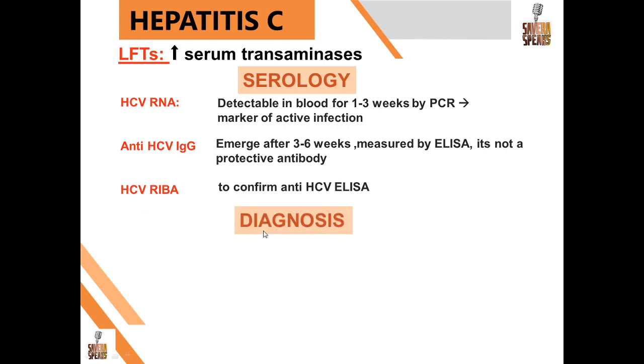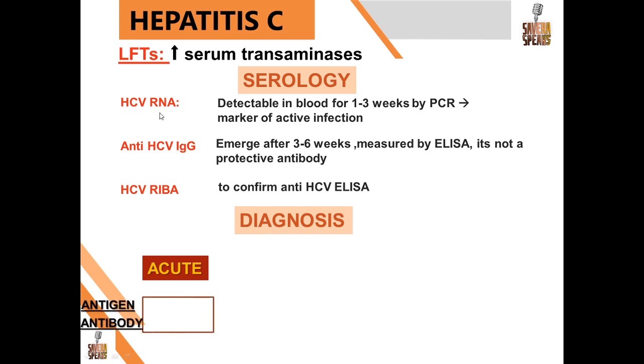So for diagnosis in acute stage, the antigen, this HCV RNA will be positive and this anti-HCV may or may not be positive, because I told you that this emerges just after 3 to 6 weeks, so it's very early and there may be an acute disease during this phase. So in this period it may be positive, or if the detection is made earlier than 3 weeks, it may be negative. So it may be positive or may be negative.